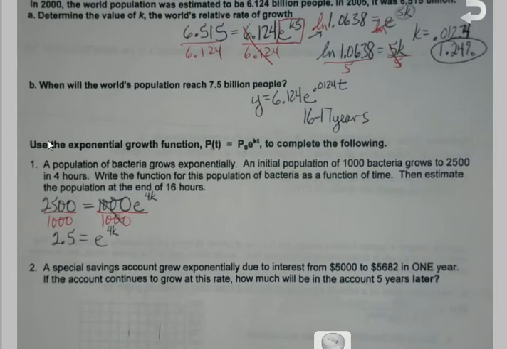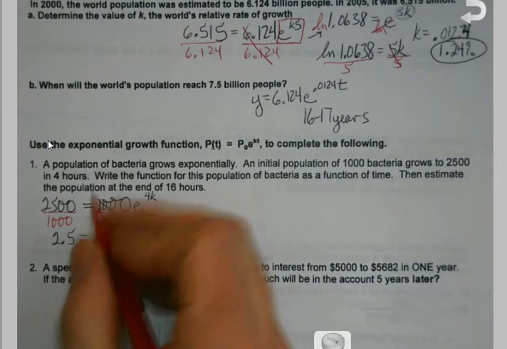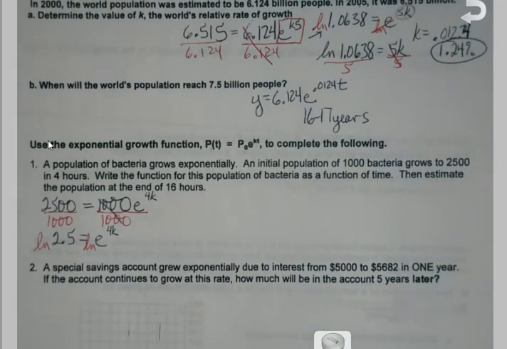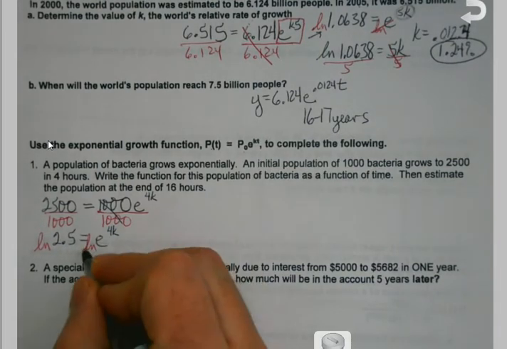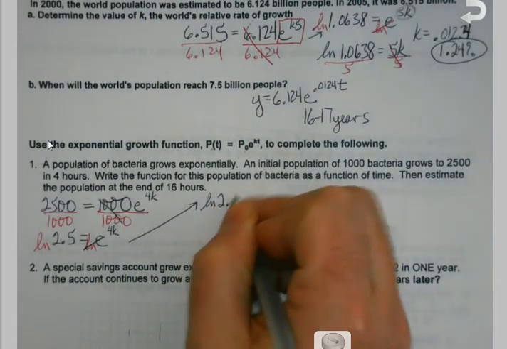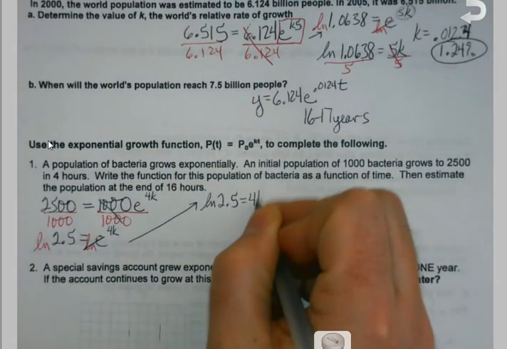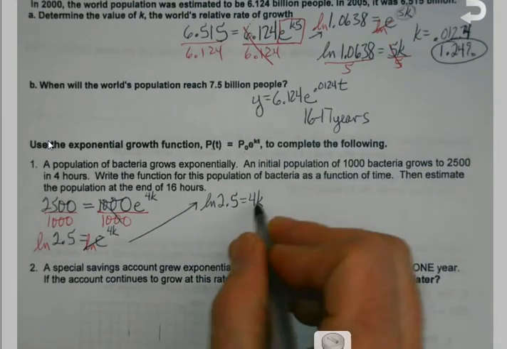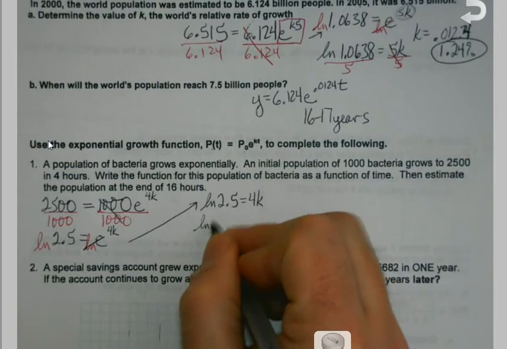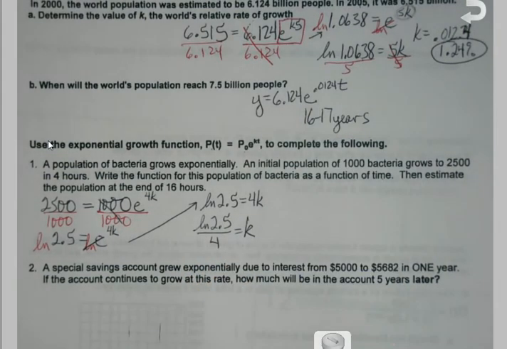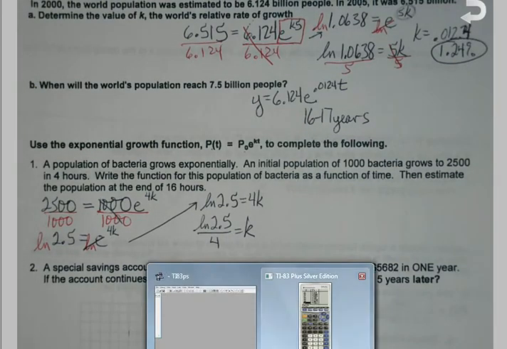And just like we did up above, to get rid of my e, we're going to use the natural log as its inverse. Because again, the whole idea here is to figure out that k value so I have the general formula to be able to put in my calculator. So if I divide by 4, that's going to end up getting me my k value for this one.